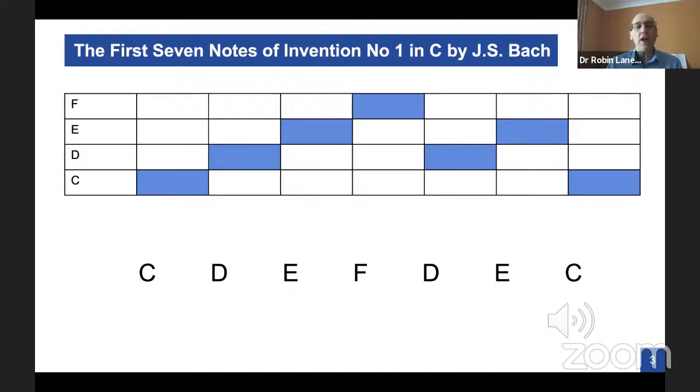So this goes some way to explaining why, even though there's so much going on in this very, very short piece, we have such a coherent feel to the piece. And this contrasts with a lot of computer music. A lot of computer music can seem very, very random.